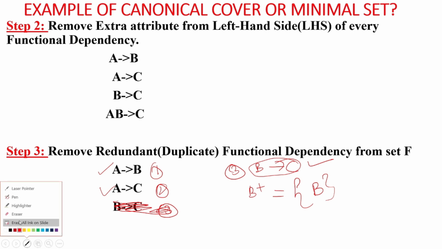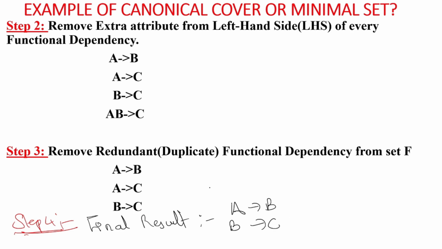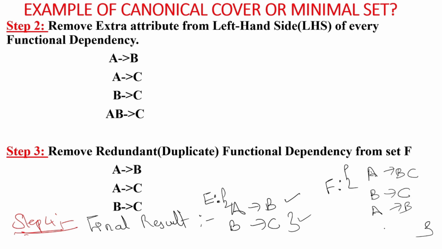So what is the answer now? Step 4 is the final result. A tends to B and B tends to C. So this is the minimal set of FDs. Now suppose we call E the minimal FD set. It has only 2 FDs, this and this. The original FD set had a total of 4 FDs: A tends to B, C, then B tends to C, A tends to B and AB tends to C. These were the 4 FDs given in the original problem, and the FD set was called F.